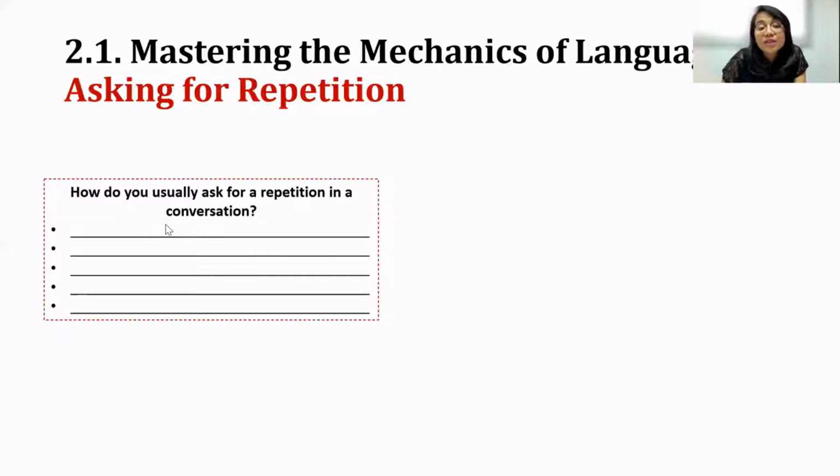How do you usually ask for a repetition in a conversation? How do you usually request for a repetition in a conversation? What are the expressions that you usually use? Is it just, can you repeat it again, or pardon me, or what? List down at least 5 expressions that you usually use.